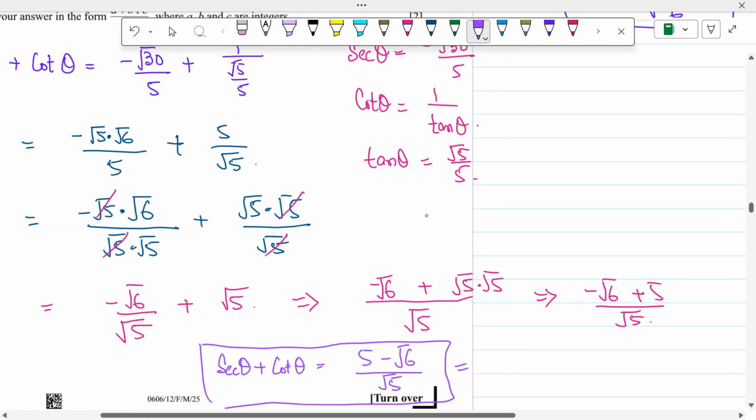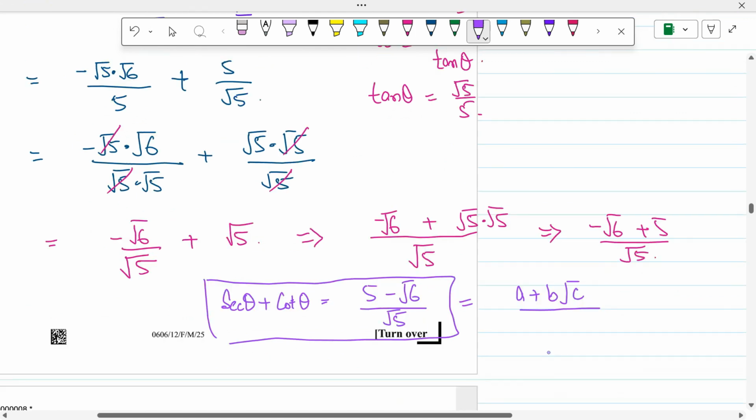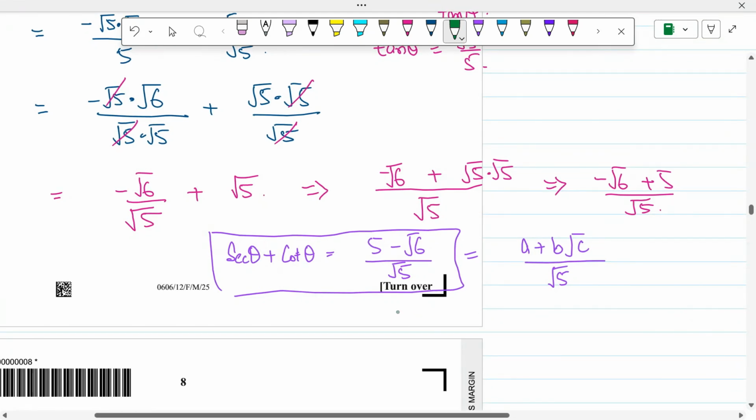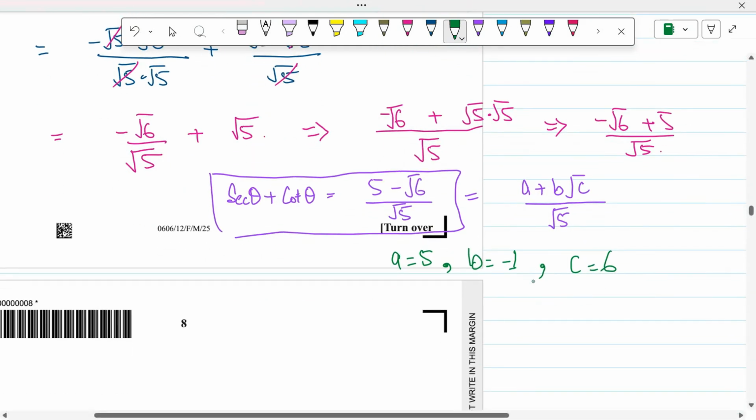And the required format was a plus b root c over root 5. So by comparing, we can see that a is equal to 5, b is equal to negative 1, and c is equal to 6.